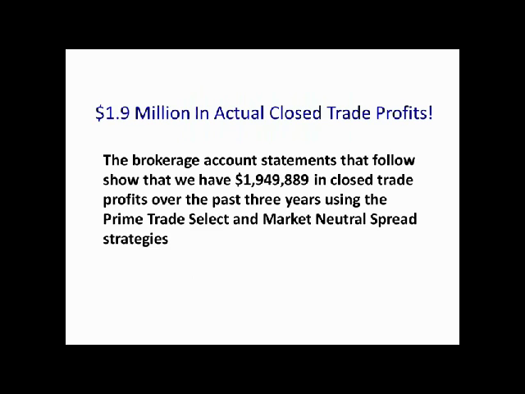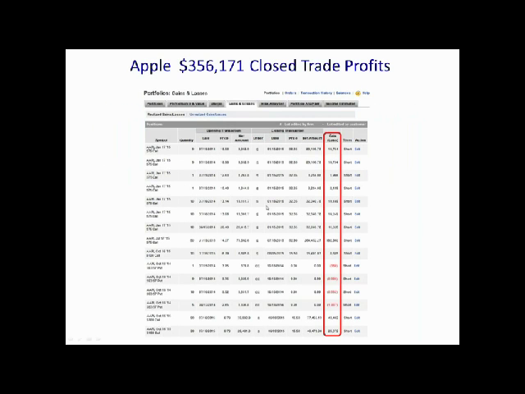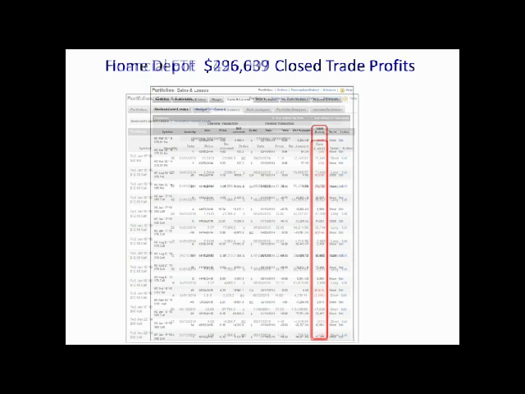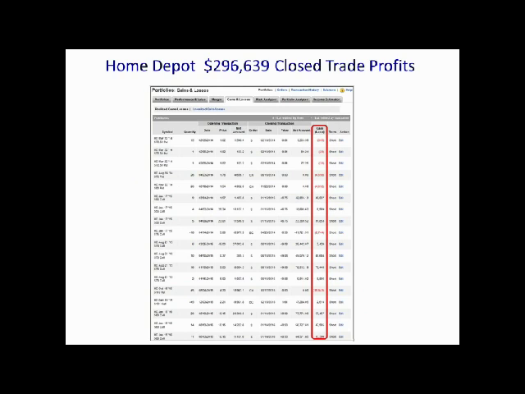And what I'm going to show you lastly here is our recent closed trade profits of $1.9 million. And these trades are a combination of Prime Trade Select directional trades and market neutral spreads. So for Apple, we had $356,000 in closed trade profits. For the financial ETF, the FAS, we had $426,000 closed trade. Home Depot, $296.